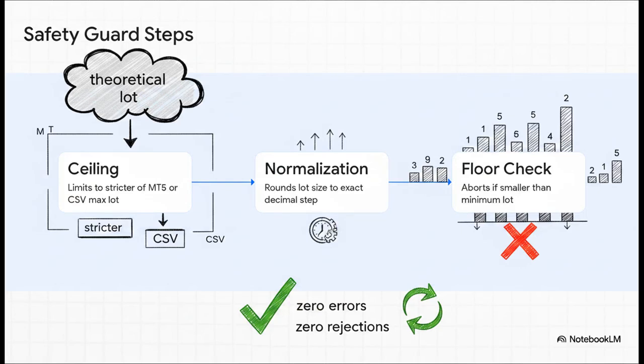That theoretical lot size is then filtered through a flawless three-step process before it ever reaches the broker. First, the ceiling. The system looks at the maximum lot allowed by the broker and the maximum allowed in your custom CSV, and forces the lot size under whichever one is stricter. Second, step normalization. It mathematically rounds the lot size to the exact decimal step required by the broker, completely preventing those annoying floating point errors. And finally, the floor check. If the calculated lot is smaller than the broker's minimum requirement, the trade is simply aborted. The result? 0 errors and 0 broker rejections.